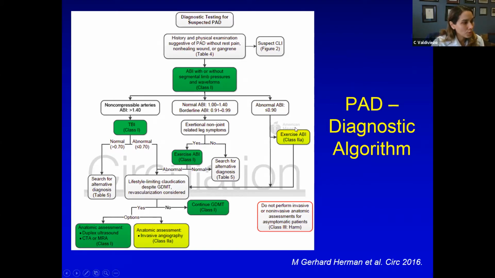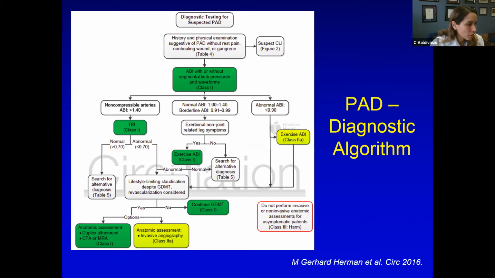Or you can also already decide to do exercise ABI early on to help you in your decision making on just medical therapy versus the need of intervention. So if you have lifestyle-limiting claudication despite maximized guideline-directed medical therapy, then you could proceed with either anatomic assessment by using duplex ultrasound, CTA, or MRA, or your other options, also anatomic assessment by invasive angiography. But at this point, it's probably worthwhile sending the patient to a vascular specialist to have that further evaluated.